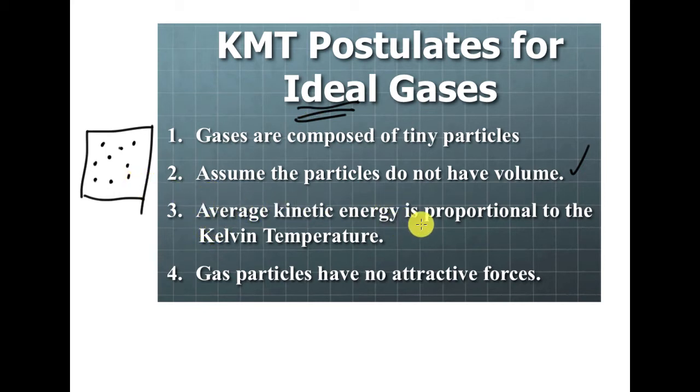The next postulate: the average kinetic energy is proportional to the Kelvin temperature. What that is saying is that if temperature goes up, the kinetic energy of the particles goes up. Now you should know something about kinetic energy: it is the energy of motion. So these particles, if I increase the temperature, are going to move faster than if I had the temperature lower. Lower temperature, they move slower. Higher temperature, they move faster. It makes sense, right? Kinetic energy goes up, temperature goes up.